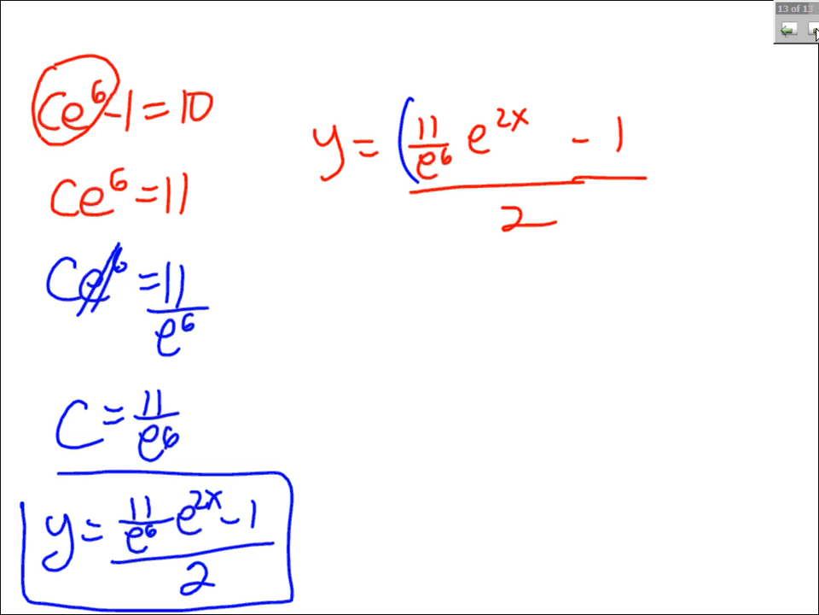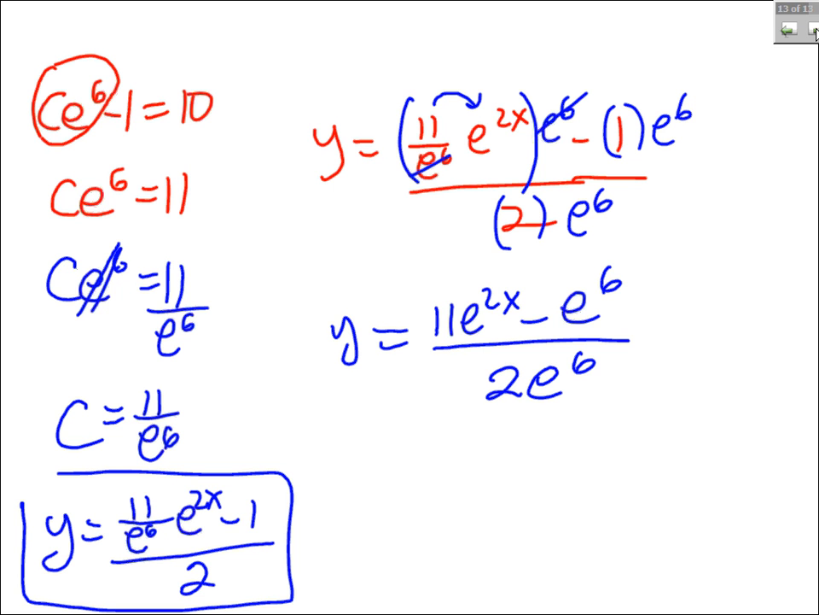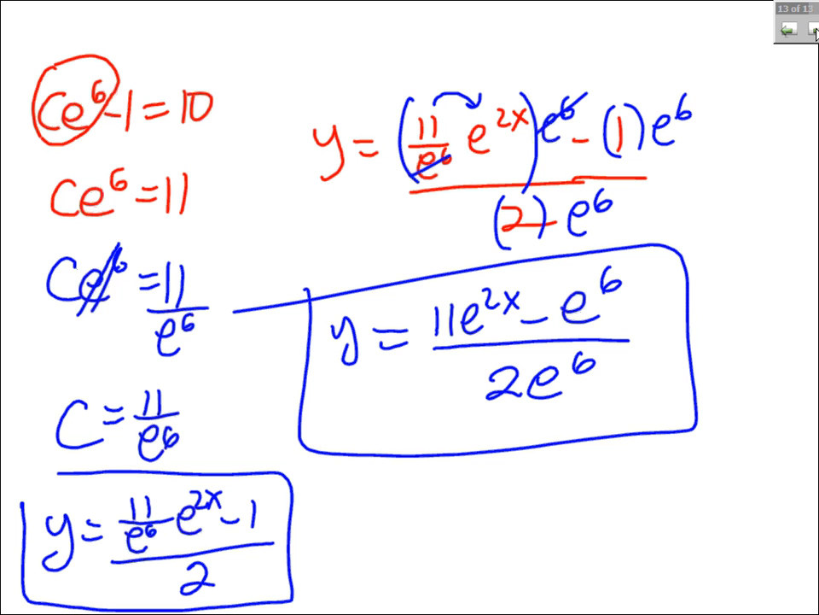Now, if I take each term and I multiply it by e to the 6, that's allowed, and no more denominators in my numerator. I have 11 e to the 2x minus 1 times e to the 6 is e to the 6. The bottom is 2 e to the 6. And there is your answer. That completes the section on separating differential equations.